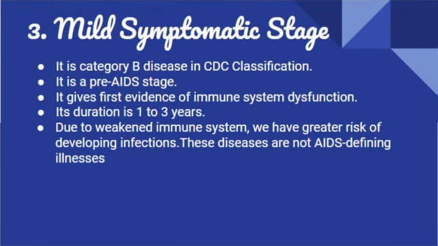The next stage is the mildly symptomatic stage. It is category B disease in CDC classification. It is a pre-AIDS stage. It gives first evidence of immune system dysfunction, and its duration is 1 to 3 years. Due to dysfunction and a weakened immune system, we have greater risk of developing infections. But these diseases are not AIDS defining diseases.